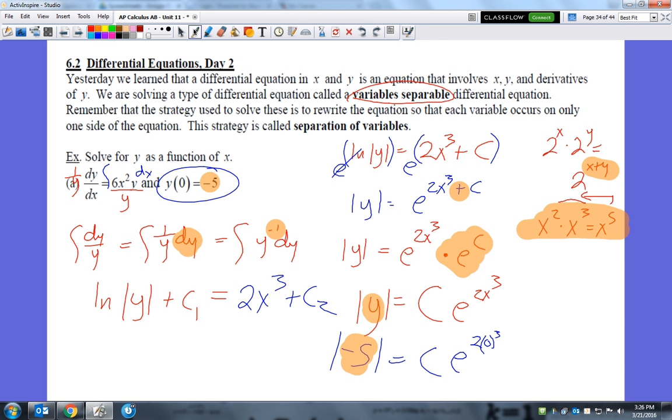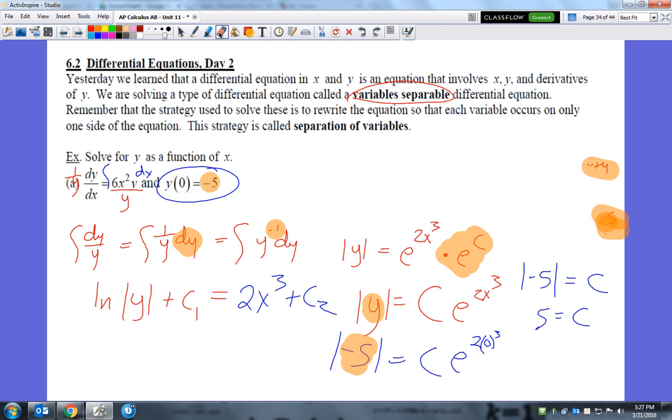Because I can say c times e to the 0 is c, and then over here, this absolute value piece, you're going to see that c is equal to that, written like that. Okay, so let's keep going. Now that we have c is equal to the absolute value of negative 5, the absolute value of this is 5, so c is equal to 5. And this is where we're going to check it real quick, because we know the absolute value piece does become a positive 5. Let's check it now with what our particular solution is going to be.